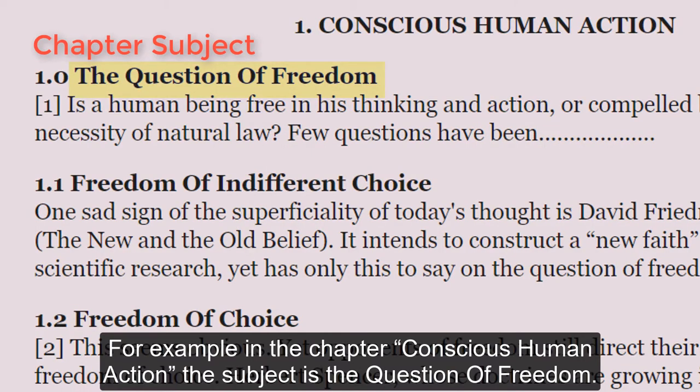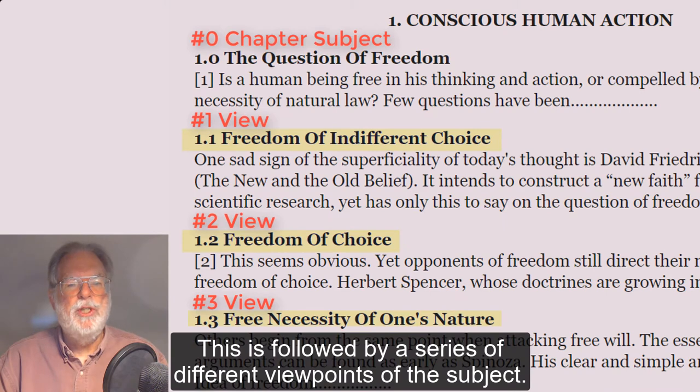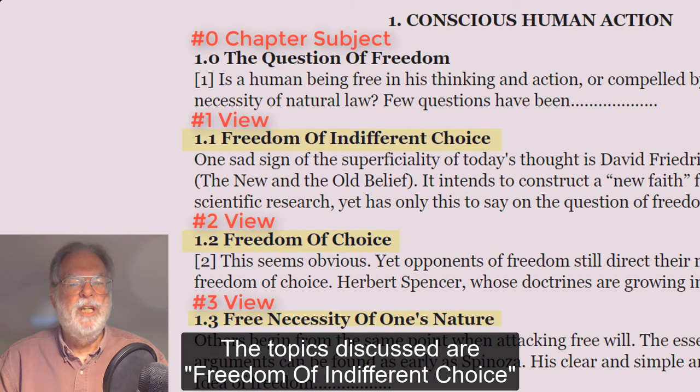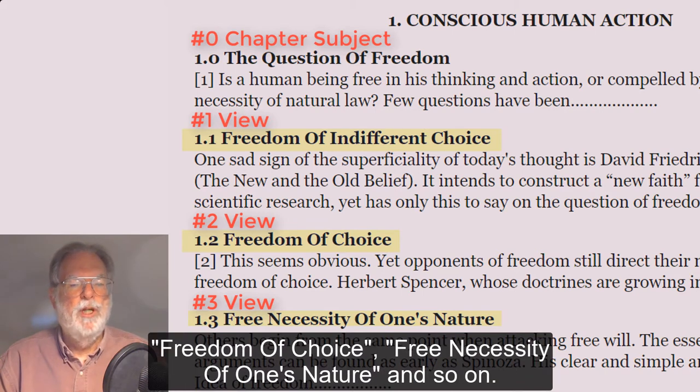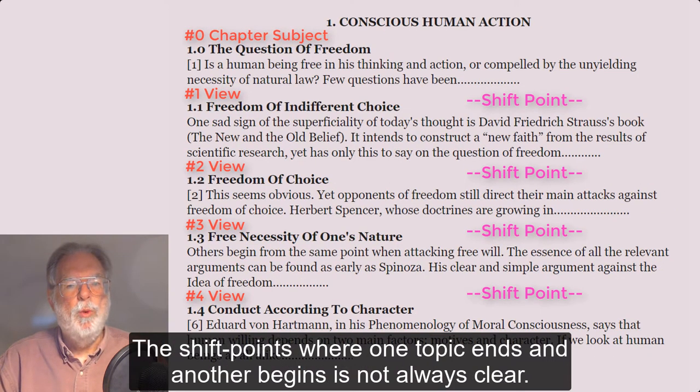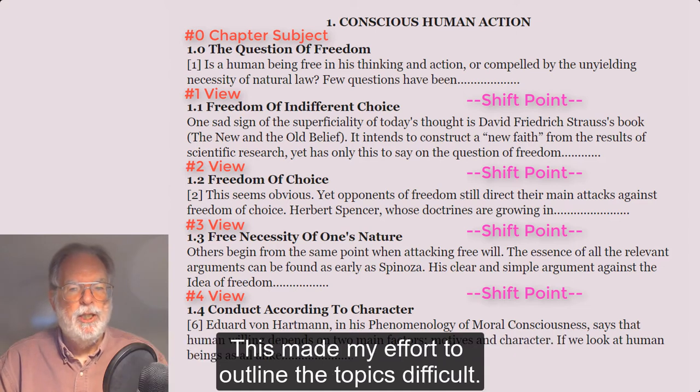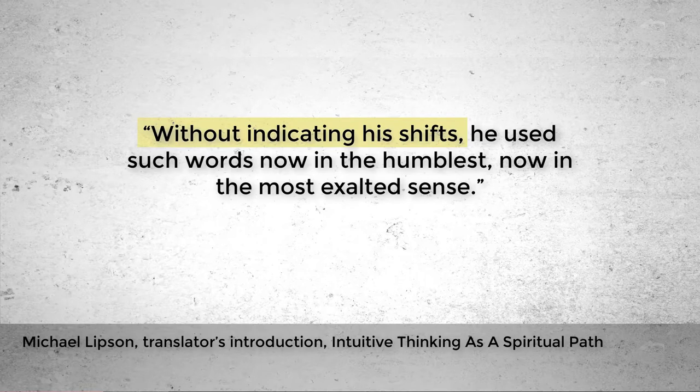For example, in the chapter Conscious Human Action, the subject is the question of freedom. This is followed by a series of different viewpoints of the subject. The topics discussed are freedom of indifferent choice, freedom of choice, free necessity of one's nature, and so on. The shift points where one topic ends and another begins is not always clear. This made my effort to outline the topics difficult. Without indicating his shifts, he used such words now in the humblest, now in the most exalted sense.